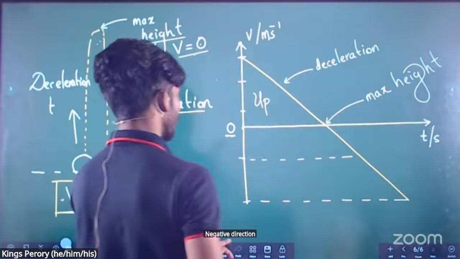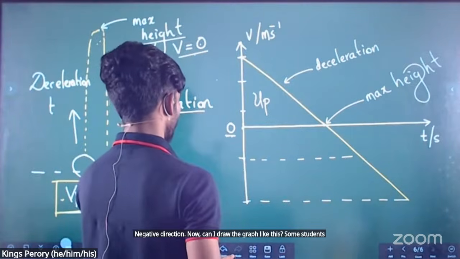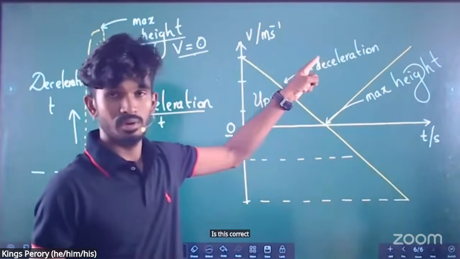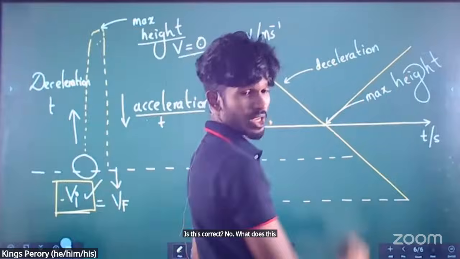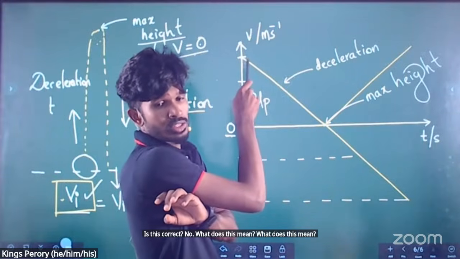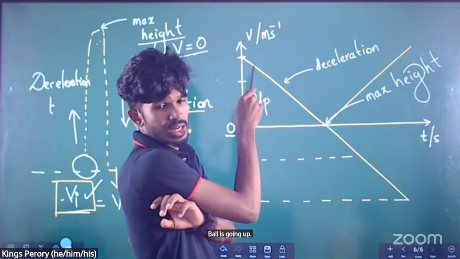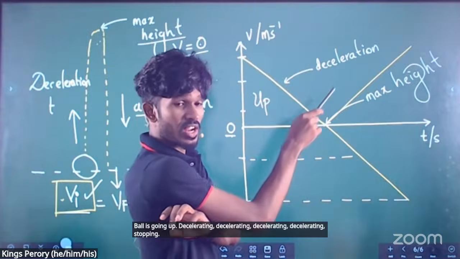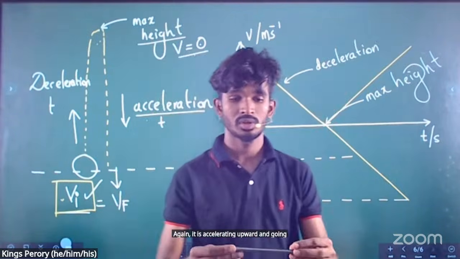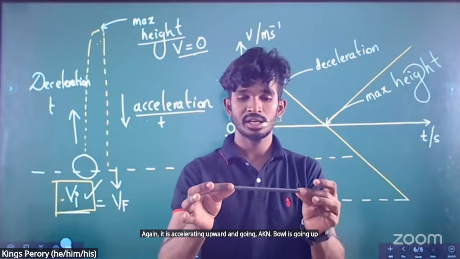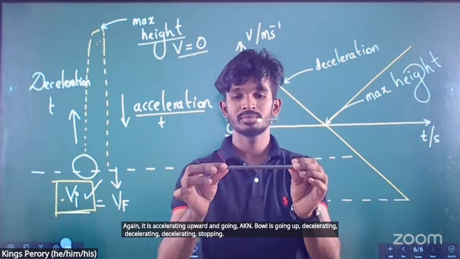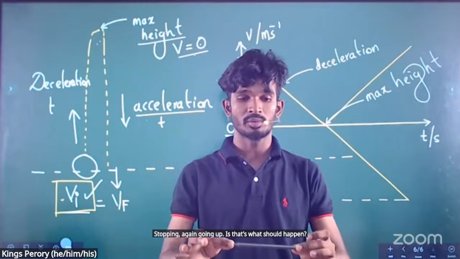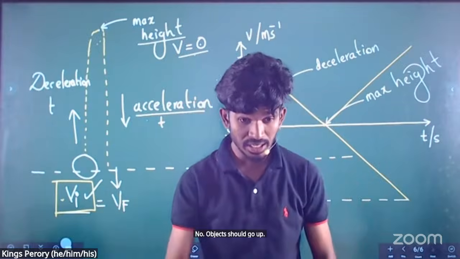Now, can I draw the graph like this? Some students, they'll draw the graph like this. Is this correct? No. What does this mean? Ball is going up, decelerating, decelerating, stopping. Again, it is accelerating upward and going. Again, ball is going up, decelerating, stopping. Again, going up. Is that what should happen? No. Object should go up, stop, return down.